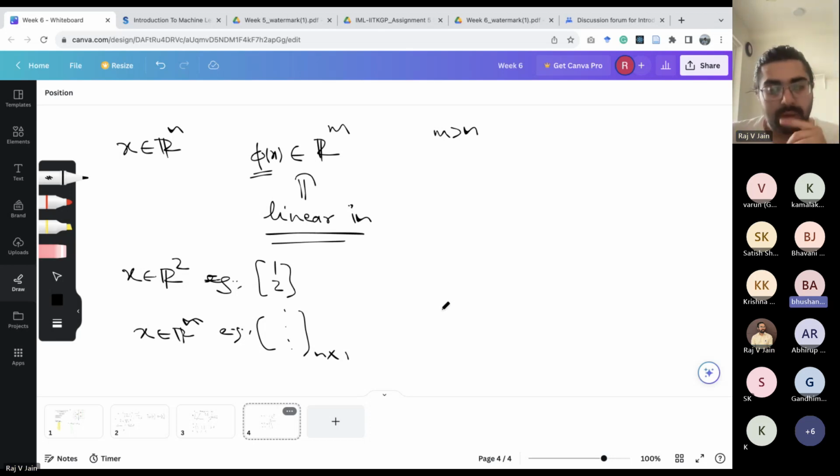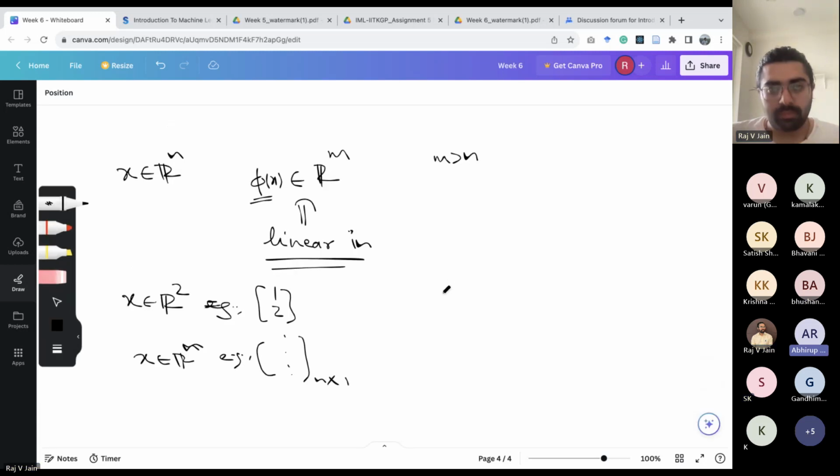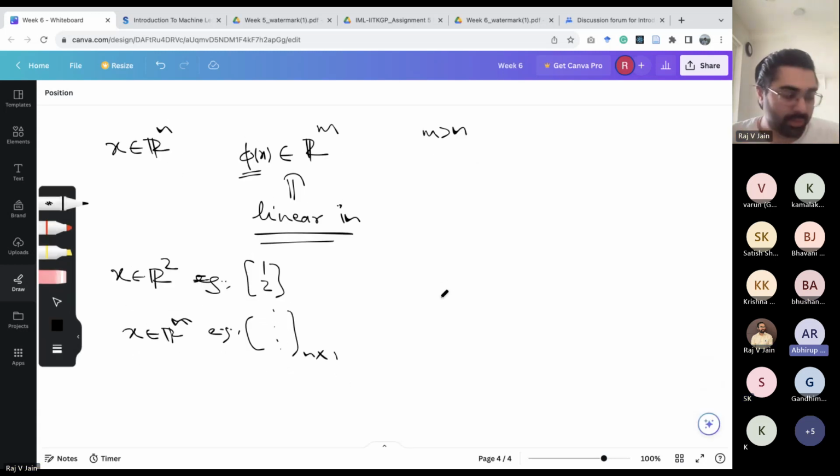So for our purpose, an n-dimensional space means an n-dimensional vector with n rows and 1 column. You can take it the other way also; columns also is another representation. There is nothing special: a row means 1 row and n columns. It's your representation, how you want to represent.